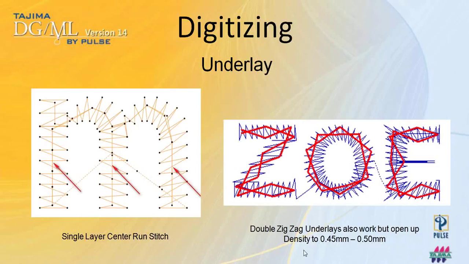When you use a double zigzag underlay stitch, then you should go a little bit higher with your stitch density. So something between 0.45 and 0.50 millimeters will do the trick. If you're using satin stitch widths of over 1.5 millimeters, and especially if you're embroidering on elastic fabrics, then a double zigzag underlay is very helpful. And keep in mind to open up your density a little bit.